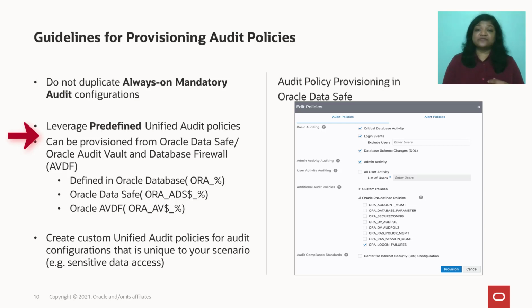Now they can be provisioned from Oracle Data Safe or from Oracle Audit Vault and Database Firewall if you're using them. There are also a number of predefined audit policies which are provided by Oracle Data Safe or Oracle Audit Vault and Database Firewall. So leverage them. Third principle is create custom audit policies for the configurations that are unique to your scenario, for instance, sensitive data access. On the right side of the screen, you see the audit policy provisioning UI from Data Safe that gives you the single-click provisioning flexibility.